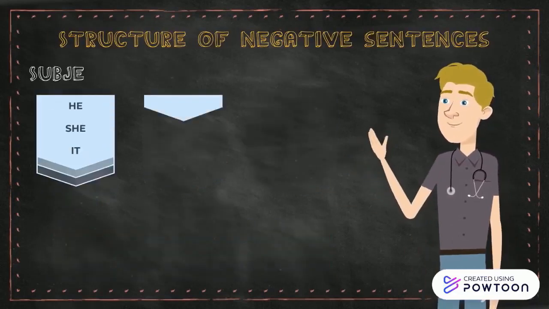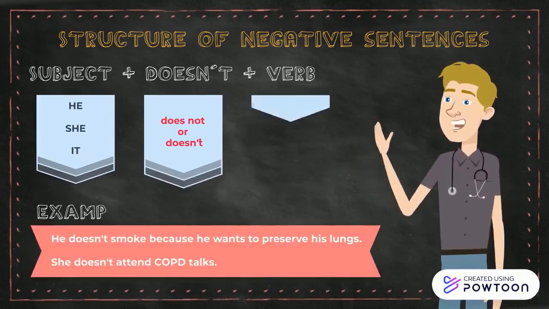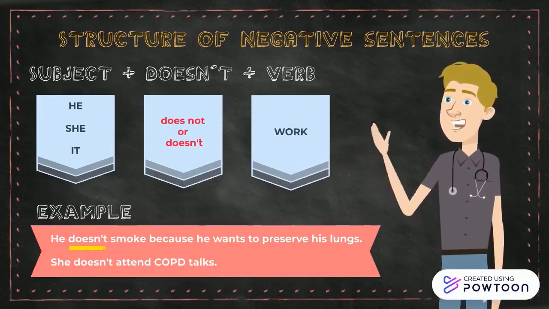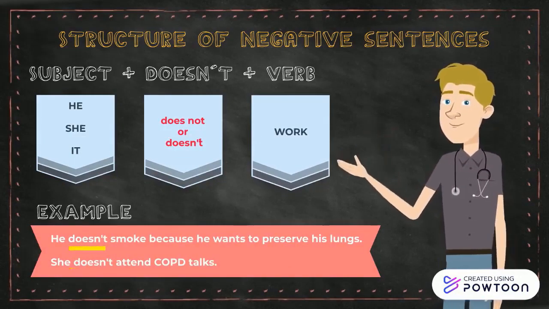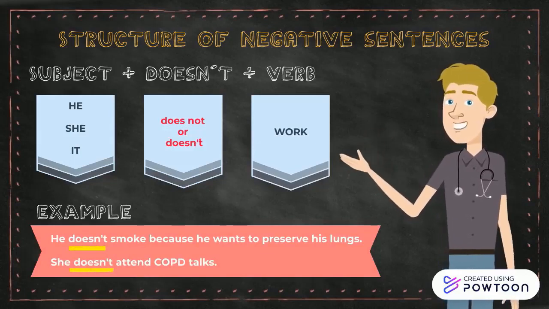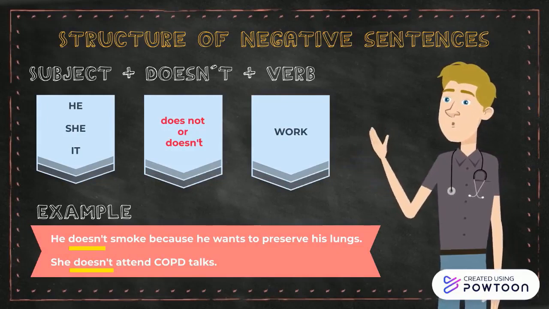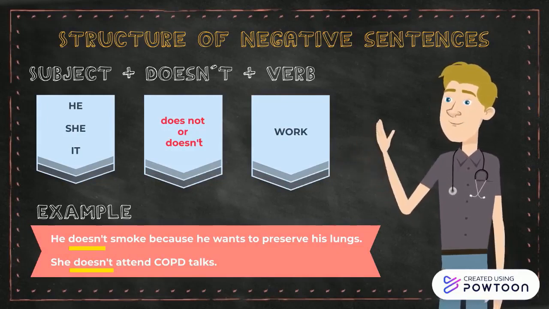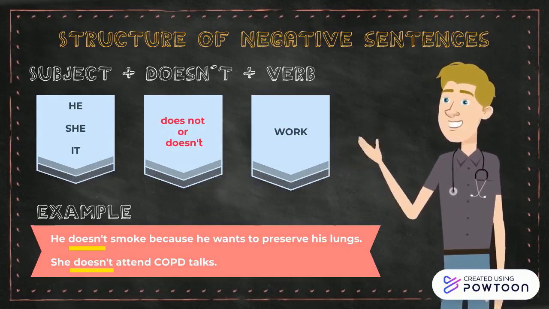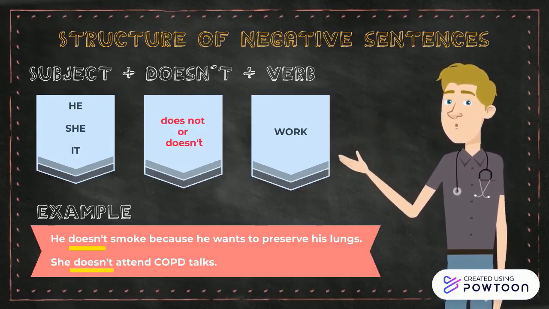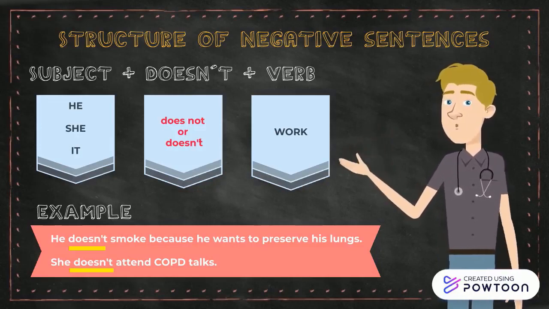Structure of negative sentences in the present simple tense. Subject plus doesn't or does not plus verb plus object. Subject: he, she, it. Verb, example: work. Example of negative sentences in present simple. He doesn't smoke because he wants to preserve his lungs. She doesn't attend COPD talks.